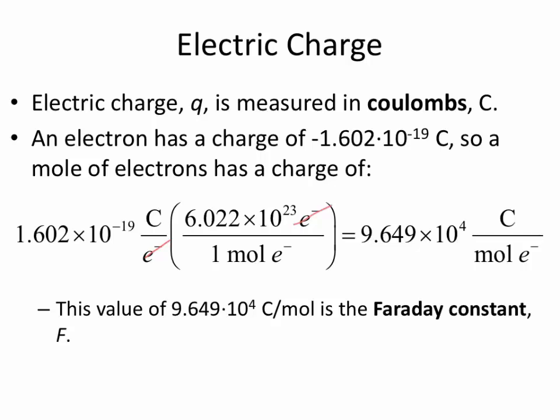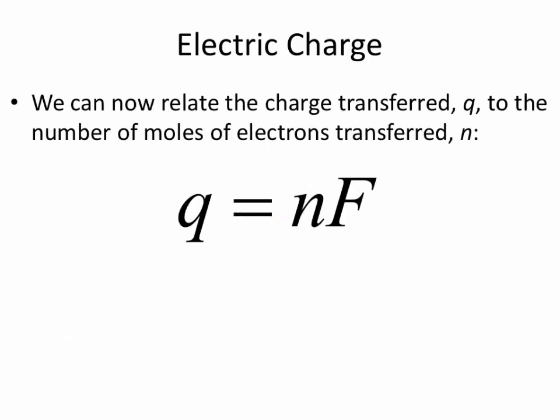Now, this value of 9.649 times 10 to the 4th coulombs per mole is what we call the Faraday constant, and we symbolize it with a capital F. We can now relate the charge transferred, Q, to the number of moles of electrons transferred, N. And so we get Q is equal to N times F, our Faraday constant.